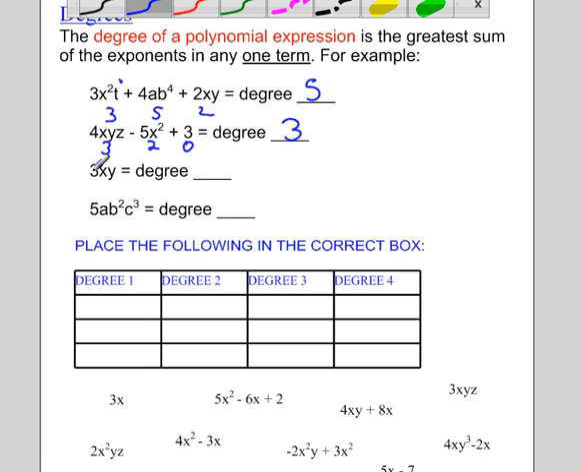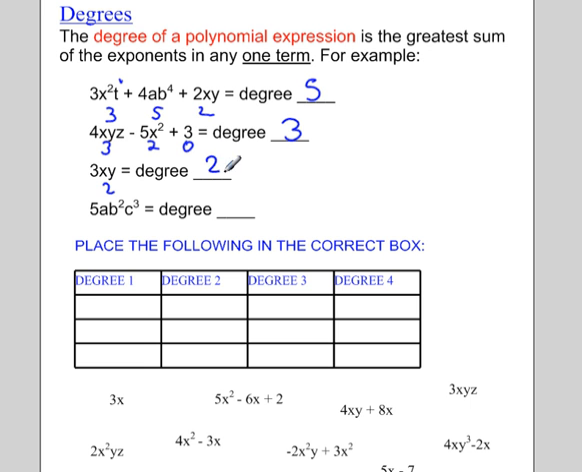This one, there is only one term, so 1 plus 1 is 2. It's automatically going to be the highest sum because it's the only one. Likewise here, 1 plus 2 plus 3 is 6. That's the only term, so it's automatically the highest. So again, you look at each term individually, add up the exponents, and then compare all the terms and choose the highest sum to represent the degree. At the bottom, I want you to try these, pause the video, try them, and then check to see if you're right.